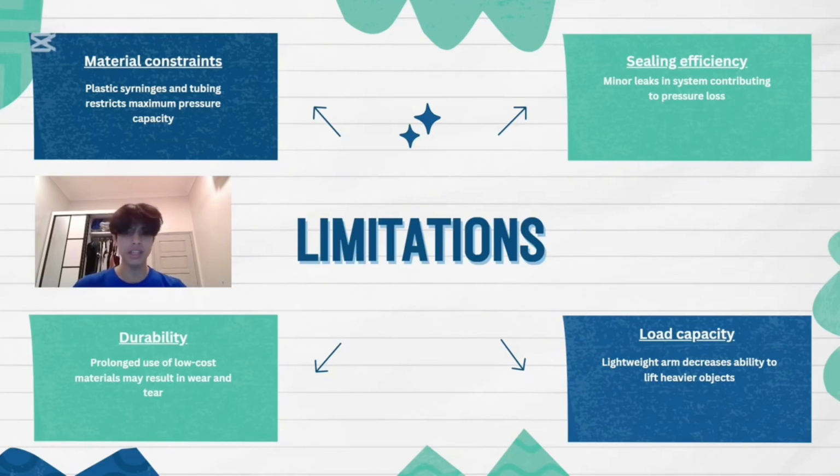Secondly, the sealing efficiency. The non-effectiveness of the sealing from the syringes and the tubing will cause pressure loss. The minor leaks in the system contribute to pressure loss. Other than that, we have the durability. The prolonged use of these low-cost materials such as the lightweight wood, the syringes, and the plastic tubes results in wear and tear, meaning it will not last as long.